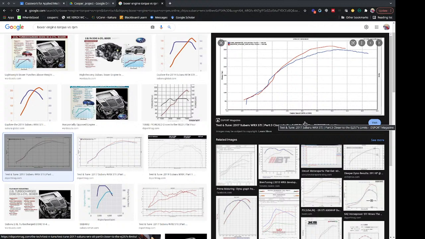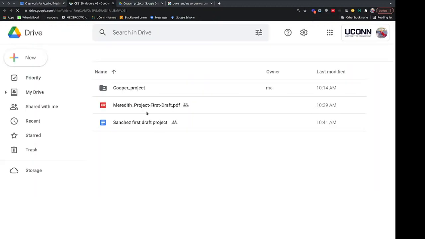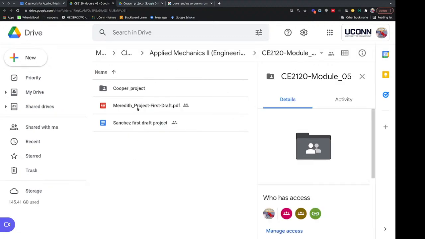Is anyone online? So we have Michael. Are you able to get onto the Google Drive online? And I have this document. Okay, yeah, so Michael's good. Anybody else online have questions? Because you should be able to get into that Google Drive folder and find somebody that you can give some feedback to too. Only a few up here so far.